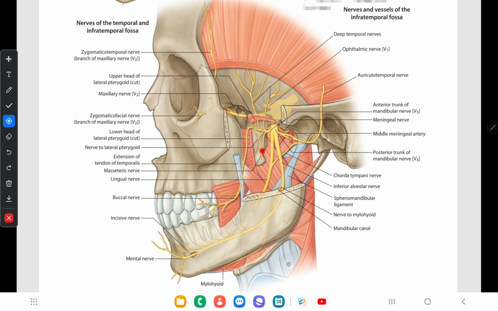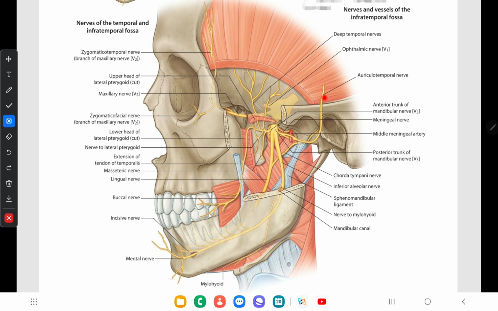When we talk about the posterior trunk of the mandibular nerve, you can see it is the largest one, and there are only three terminal branches: auriculotemporal nerve, this is the auriculotemporal nerve. Then inferior alveolar nerve, this is the inferior alveolar nerve, and then lingual nerve. This one is the lingual nerve.